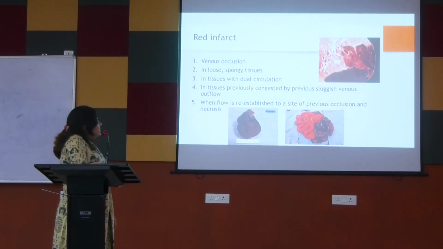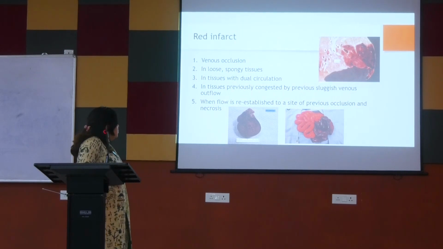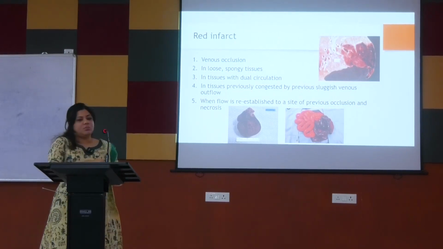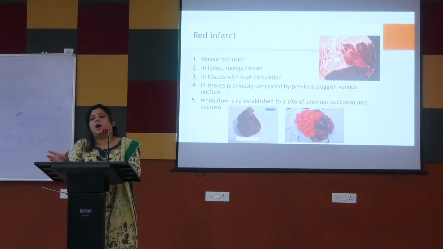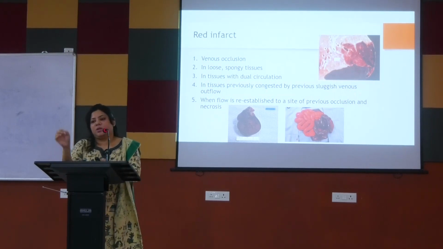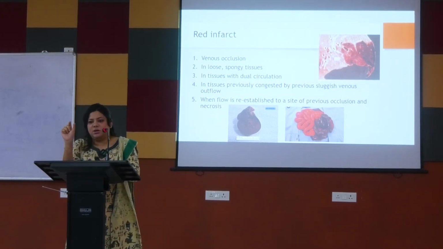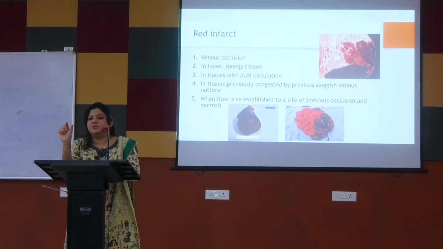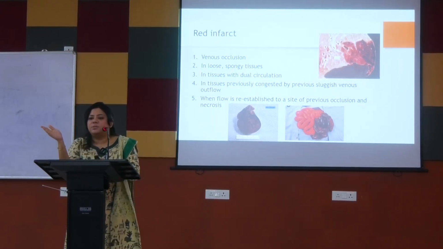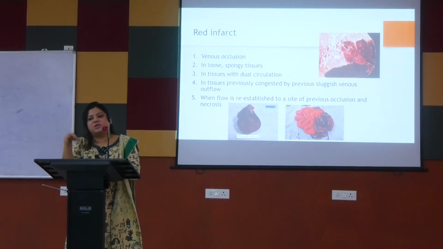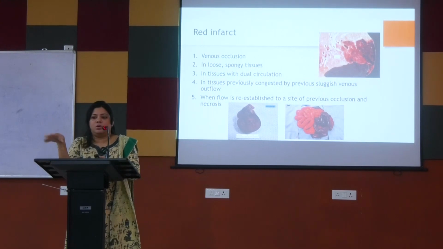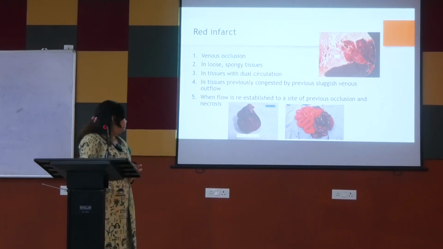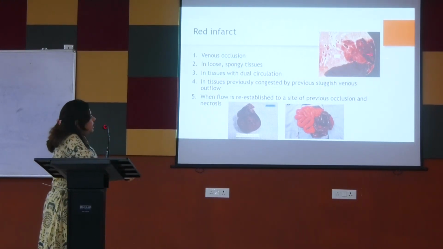When flow is re-established to a site of previous occlusion and necrosis. Say the heart, it was previously occluded. Now you place a stent in that artery. Angioplasty is done and stent placement is done. Blood flow is re-established to this organ. So what happens? It was already infarcted, it is now getting blood flow. Red infarct, right? So this is the lung.